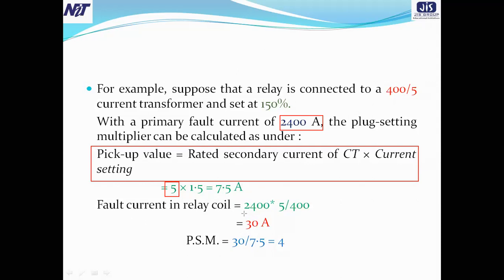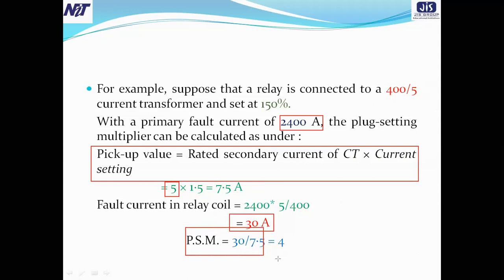Now the fault current in the relay is the primary fault current 2400 into 5 divided by 400. That means the fault current is 30 ampere. So the PSM will be equal to 30 divided by 7.5, that equals 4. So in this way we can find the PSM.